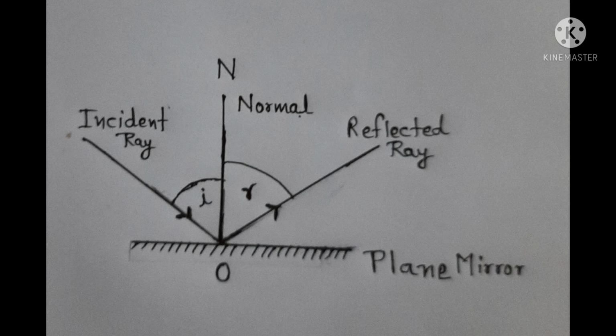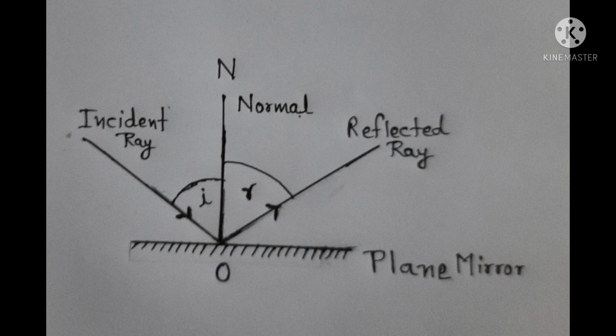Next is the angle of incidence. It is the angle between the incident ray and the normal. It is denoted by small i. Next term is the reflected ray. On striking the surface, the incident ray bounces back or is reflected along a different direction in the same medium in which it was traveling earlier. This ray moving away from the surface is known as the reflected ray.